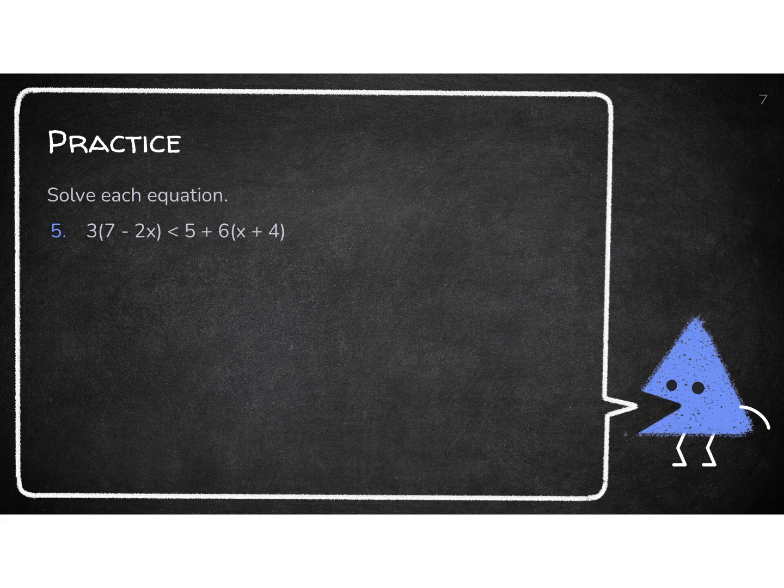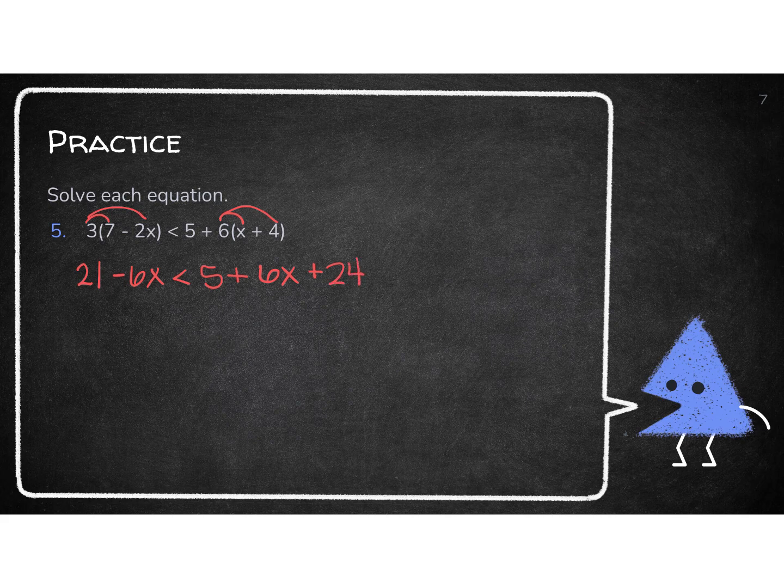Last example here, we have everything thrown at you. So distributive property. The 5 in this problem is not attached to the parentheses. The 6 is. So the 6 is what we're distributing. So 3 times 7 is going to give me 21. 3 times negative 2 is going to be minus 6x. Less than 5 plus 6 times x is going to give me 6x. 6 times 4 is going to give me 24.